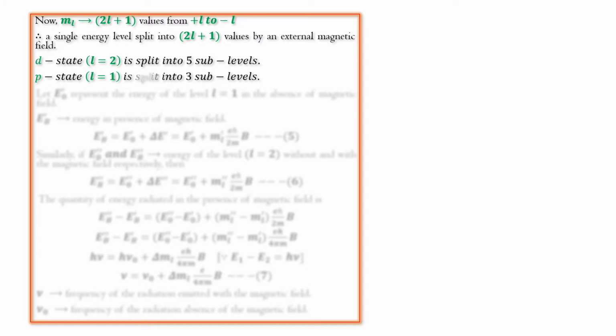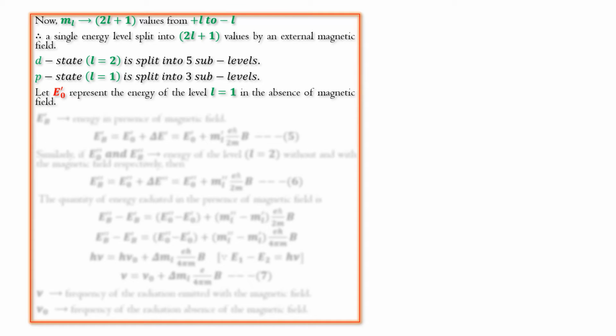Now ML gives the 2L plus 1 values from the range plus L to minus L. Therefore, a single energy level splits into 2L plus 1 values by an external magnetic field. D state, for L equal to 2, is split into 5 sublevels. For P state, L equal to 1 is split into 3 sublevels. That is the difference between D state and P state.